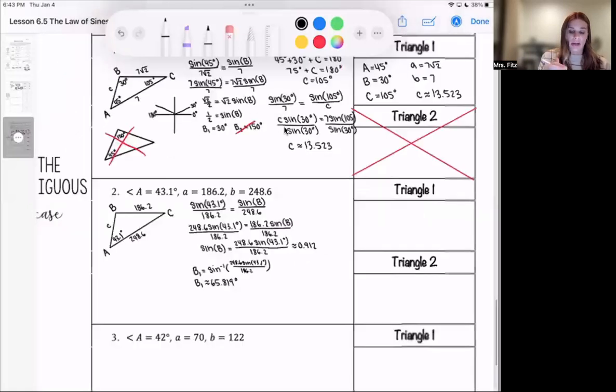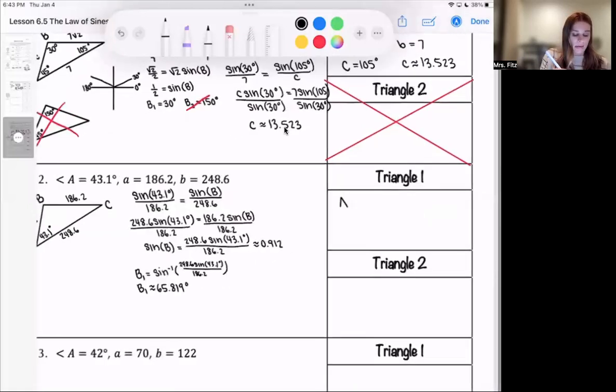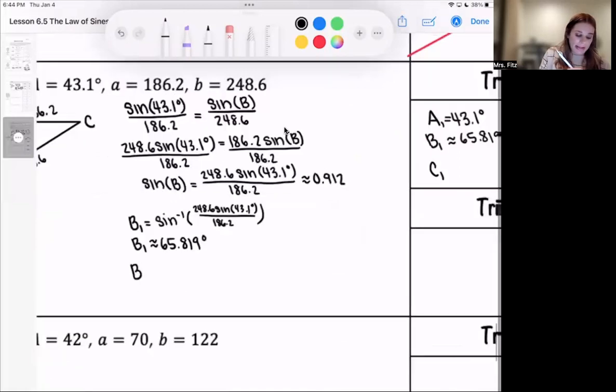Okay, and this would go in triangle 1. So we have A is 43.1 degrees, that was given. Let's call this A sub 1, B sub 1, C sub 1, because this one we actually probably will have a second triangle, and I'll show you how that happens in a second. So we have 65.819 degrees for B sub 1. And then let's see, a is 186.2, b is 248.6. Okay, remember, B sub 2 is supplementary.